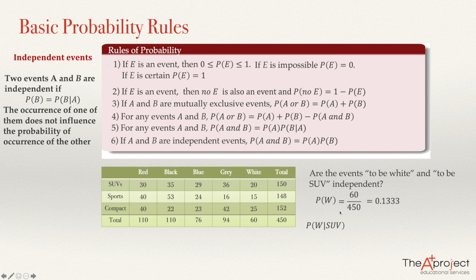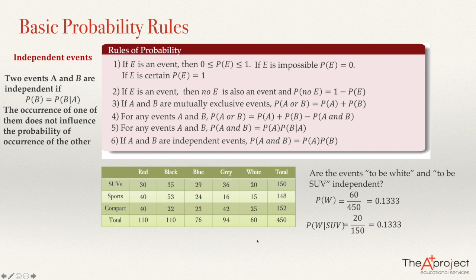So this probability of choosing a car that is white, given that we know that it's an SUV, will be 20 over 150. And this is equal to 0.1333, the same number. So the fact that the car is an SUV doesn't change the probability of being white, in this example.